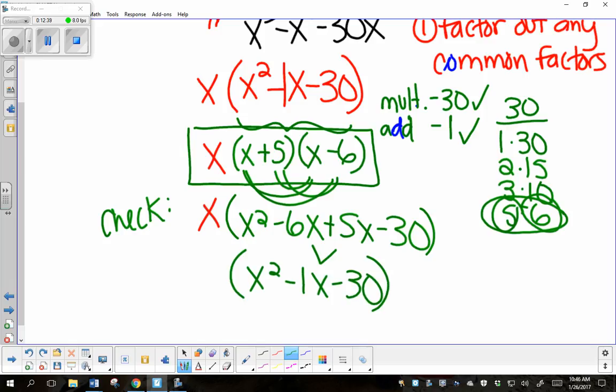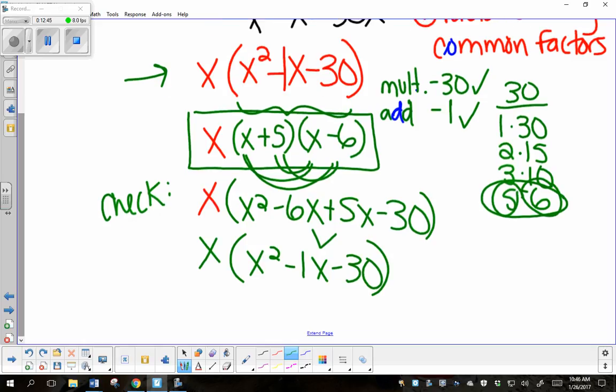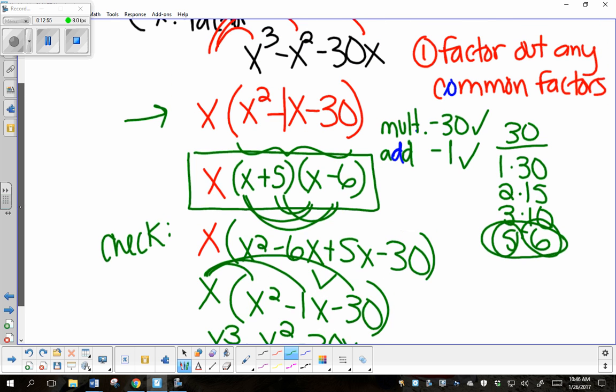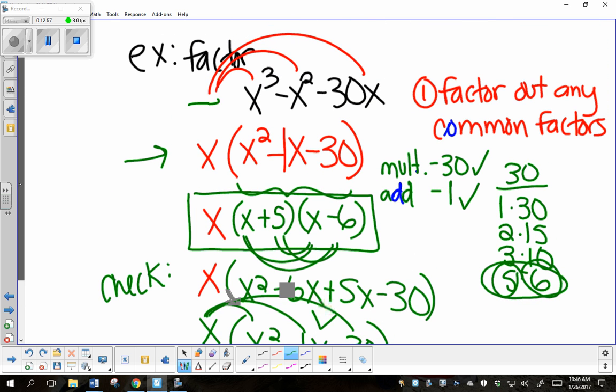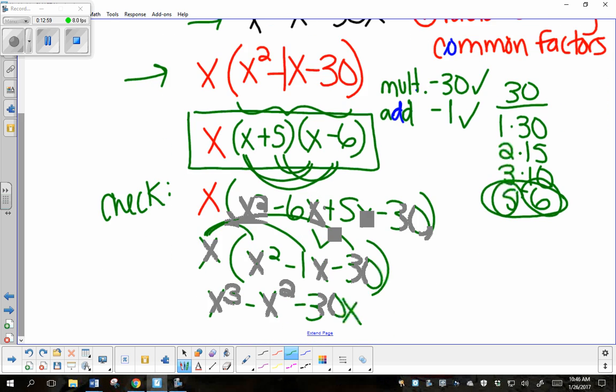So far that's a good sign because this looks like what I had in the middle of my step. And then if I distributed this x out, I have x to the 3 minus 1x squared minus 30x. And that is exactly what I started with in the very beginning, right here. So if I multiply back out my factored form, I should get what I started with.